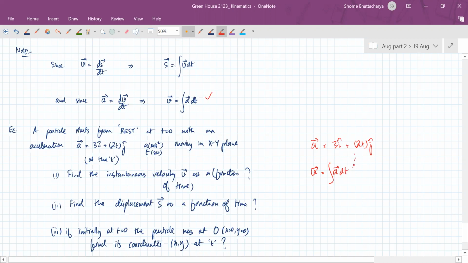Okay. So when you do the integration, just like in differentiation, you do normal differentiation, treating i cap and j cap like constants. So same thing for integration also. Do a normal integration with respect to time t, but treat i cap and j cap like constants. So split the integration into two parts. Okay, something into i cap plus something into j cap.